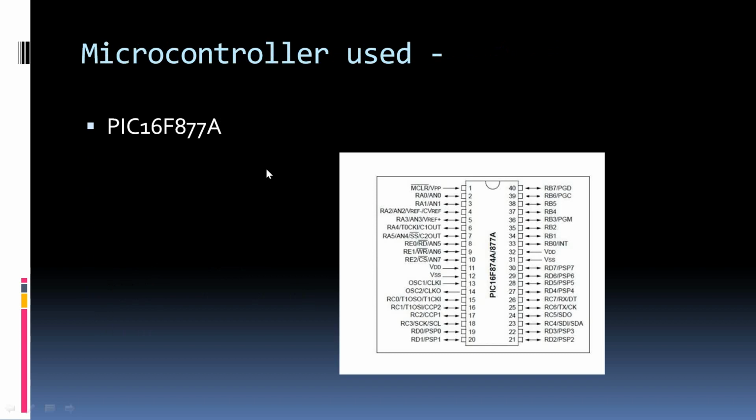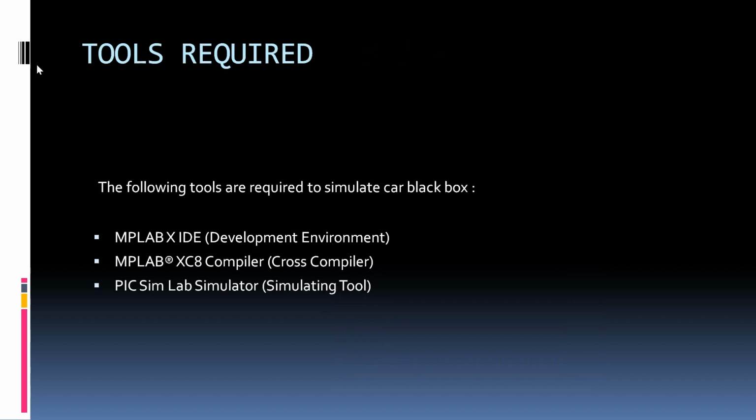Next, we are using a microcontroller which is the PIC 16F877A. It is a 40-pin microcontroller. While doing this project, we required tools which are MPLAB X IDE, which is a development environment, the MPLAB XC8 cross compiler, and the PICsimLab simulator. These are all the tools required to simulate a car black box.